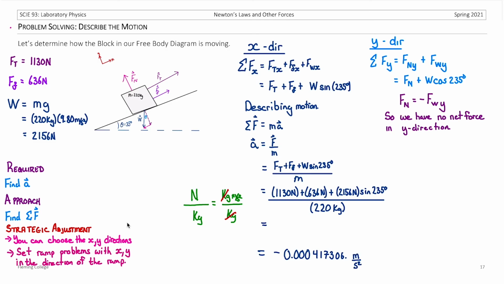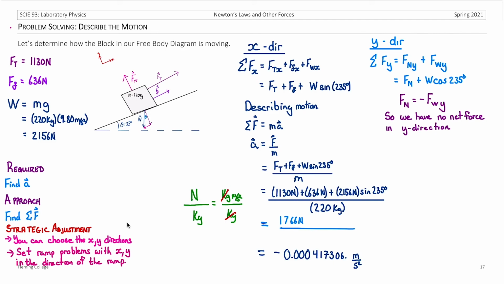But that number may still seem odd to you. So let's go back and break down what happens in this calculation. If we look, we have two values for newtons that we actually know. So if we add those together, that's 1,766 newtons. And I'm going to calculate the third force component there, 2,156 times the sine of 235 degrees.